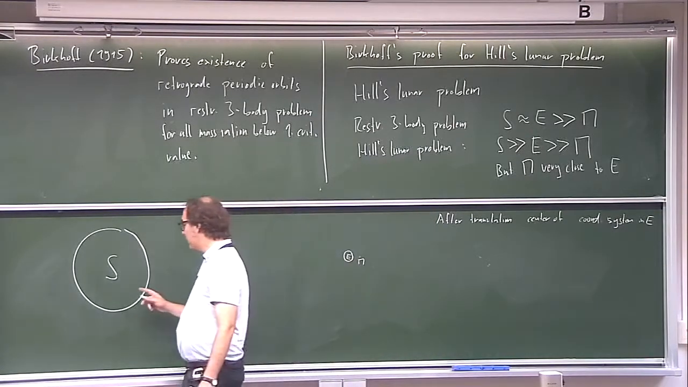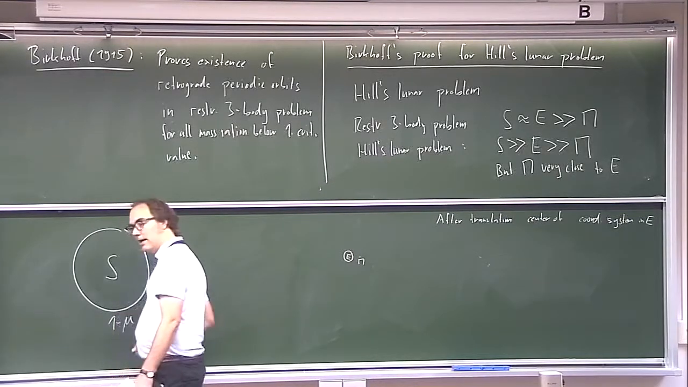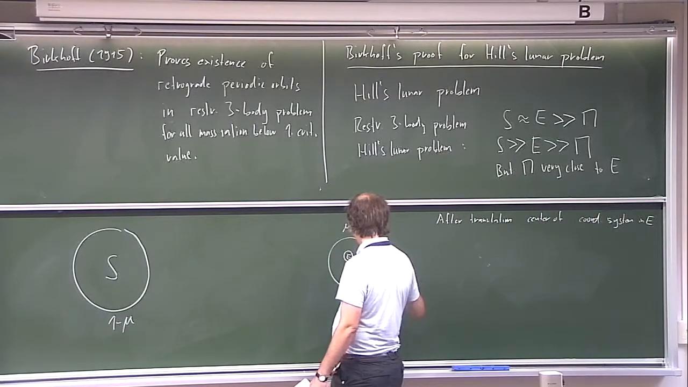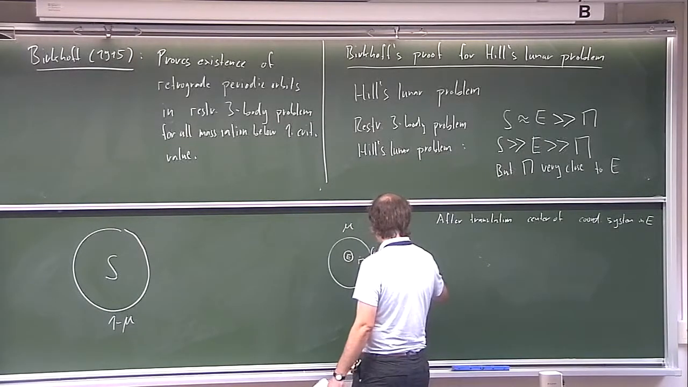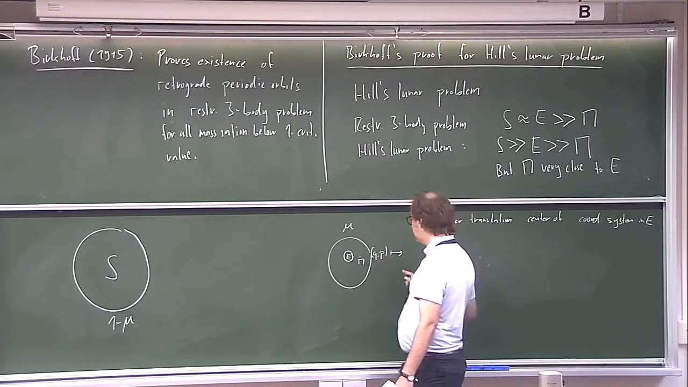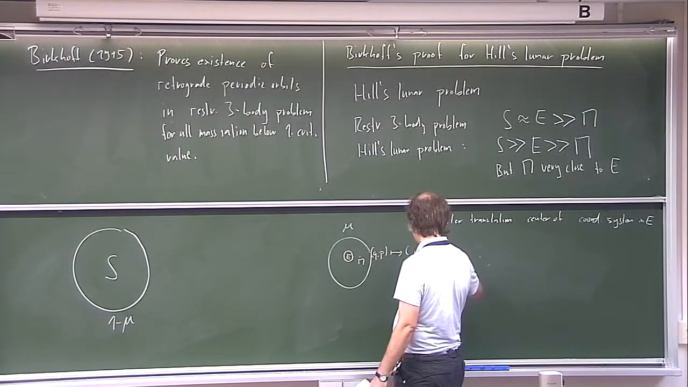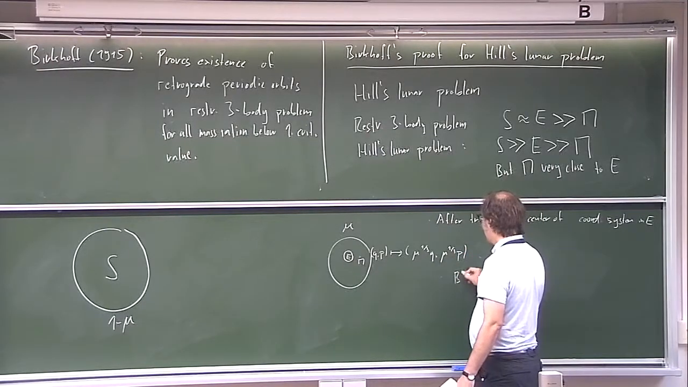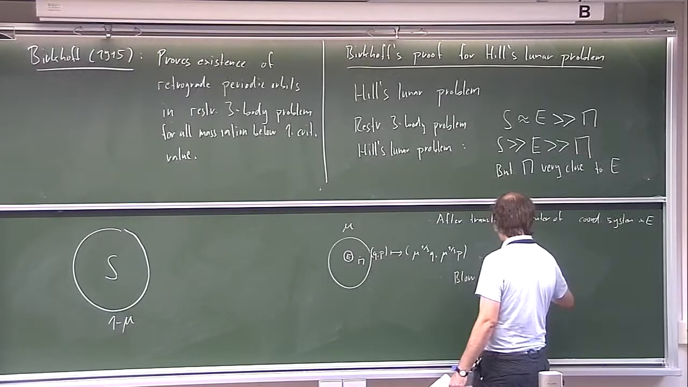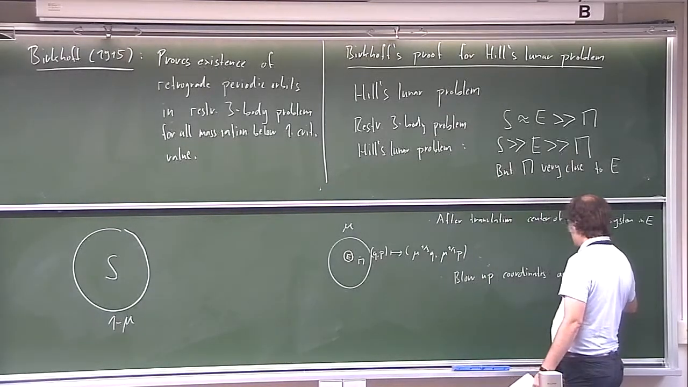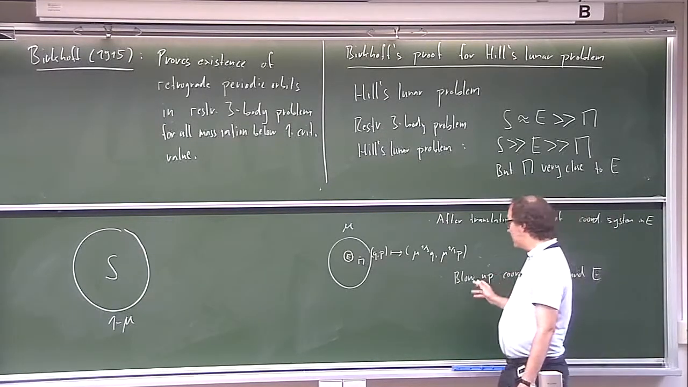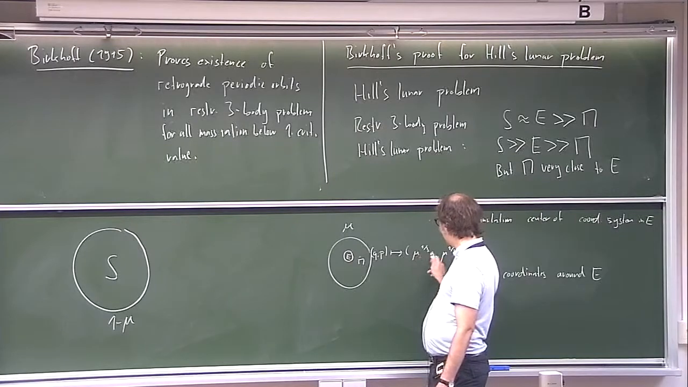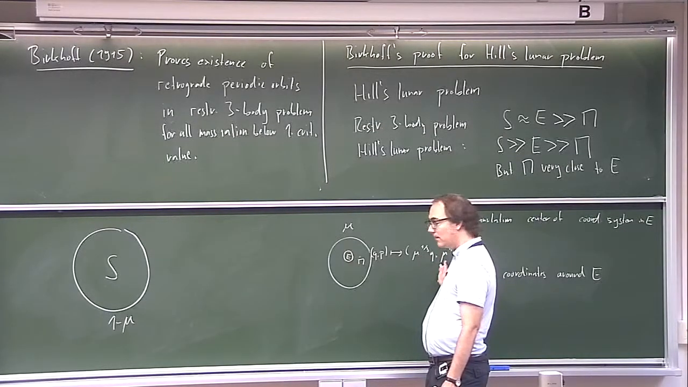So we have here the mass of the Sun is 1 minus mu, and the mass of the Earth is mu, but mu is now extremely tiny. And so we have here Q and P, and you do the conformal symplectic transformation, you blow up coordinates around E. This blowing up is actually not symplectic. This is just conformally symplectic, because now you get the factor mu to the 2 over 3.